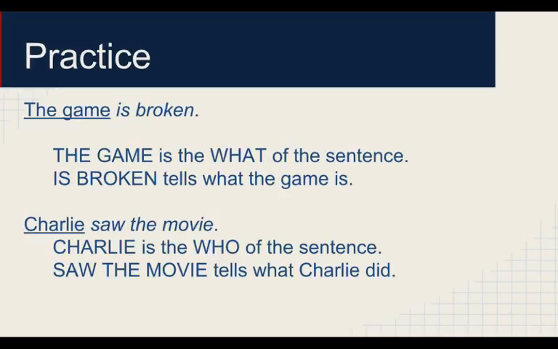And this just reiterates what I just went through on the previous slide. Charlie is the who of the sentence. The game is the what of the sentence. Is broken tells what the game is. Saw the movie tells what Charlie did.